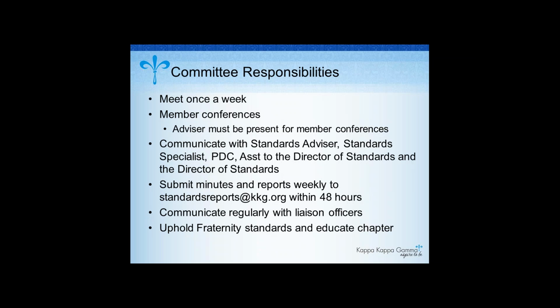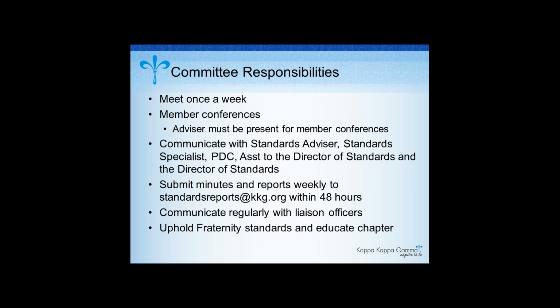The committee must communicate with the standards advisors, standards specialists, PDC, the assistant director of standards, and the director of standards as well. They should also make sure to consult the specialists weekly, but also the assistant and director of standards for the larger issues. So the nice thing is we all try to keep each other in the loop of when things are going on. We always make sure that people are copied on emails, but it is really helpful to make sure that everybody's included with the larger issues.